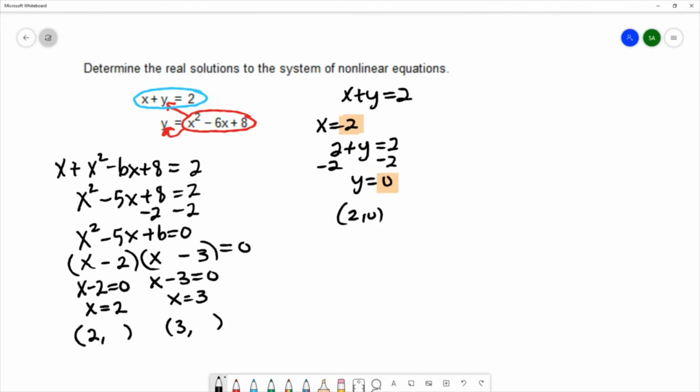I'll do the same thing with the other coordinate. X equals 3, then I have 3 plus y equals 2. Subtract 3 on both sides to get y equals negative 1. So I have the ordered pair 3, negative 1 as a solution to my system.